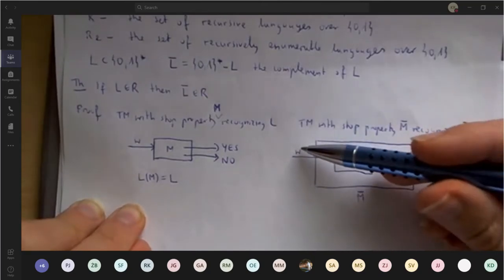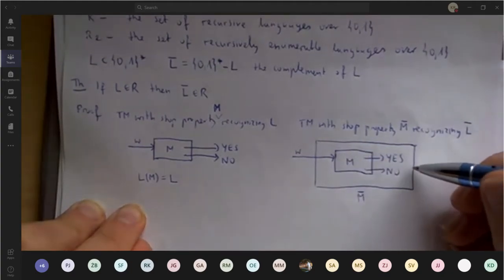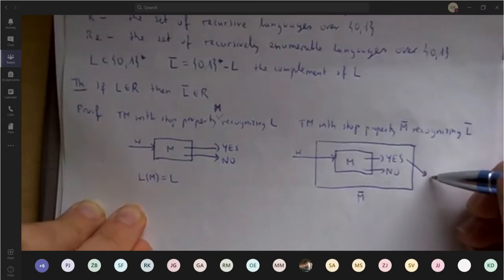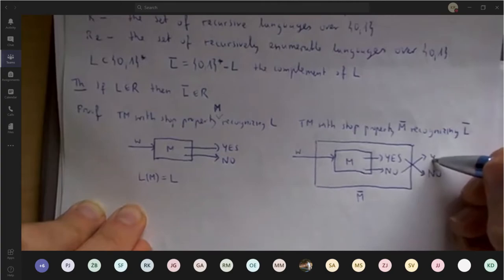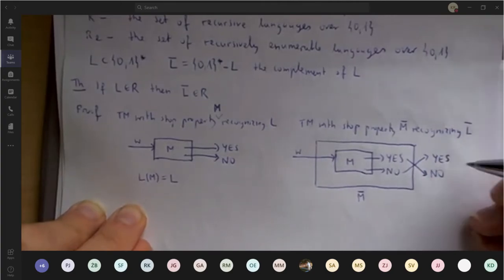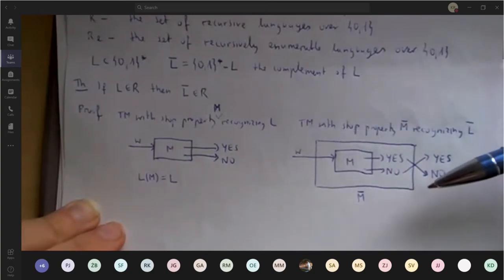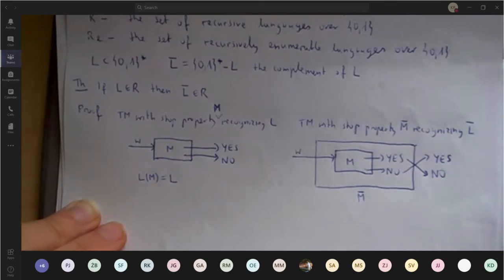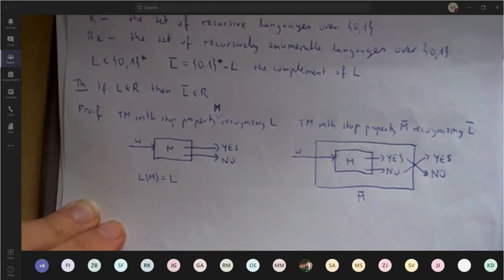runs M on the input string, and if M answers yes, then it answers no. And if M answers no, it answers yes. So it is easy to see that, of course, this machine accepts all the strings that are not accepted by M and no other strings. And this is a Turing machine with stop property because it halts on every input. Okay, so we have proven the theorem.